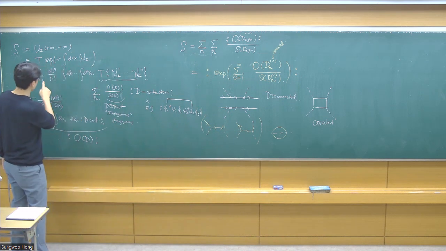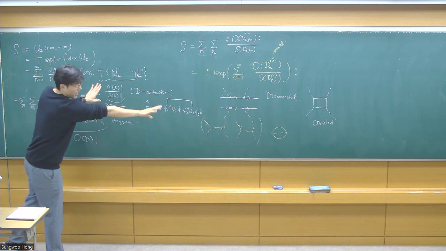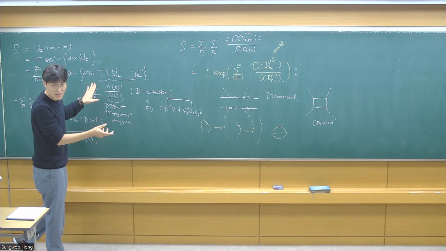So that's why I have sum over n first, then sum over topology first, and then now I fix everything. The only leftover is a permutation of vertices.